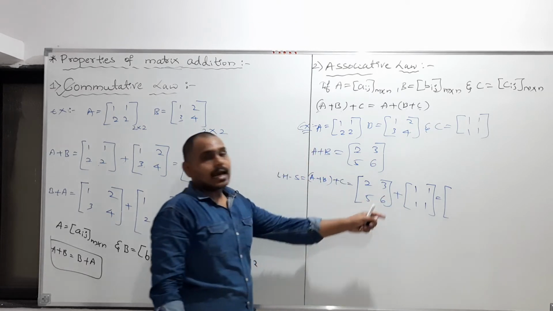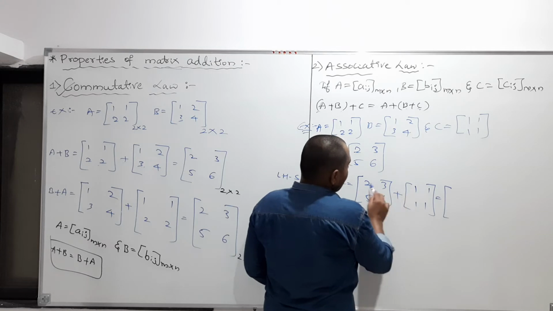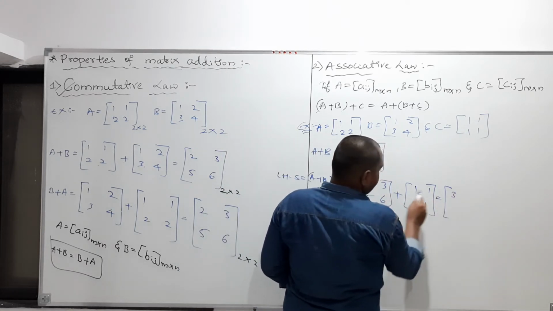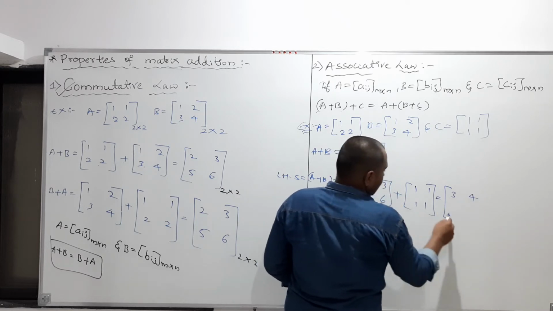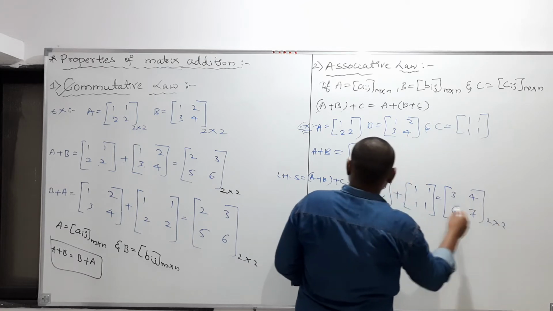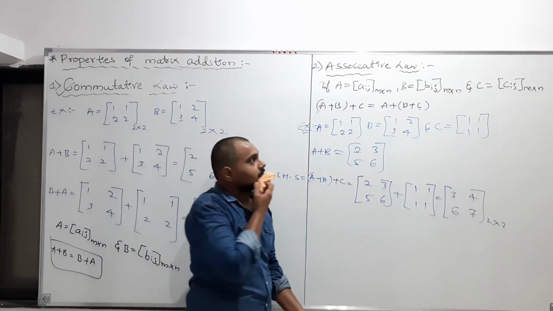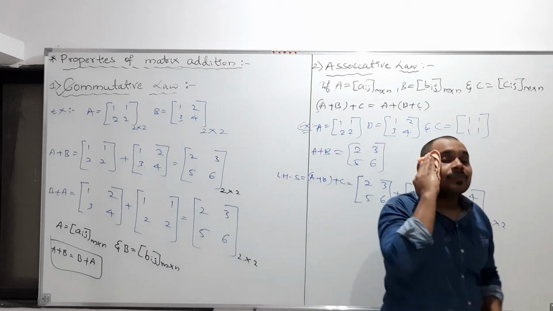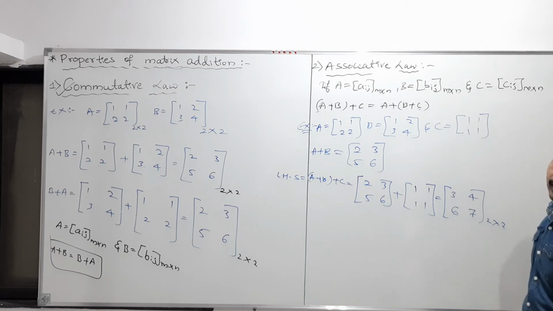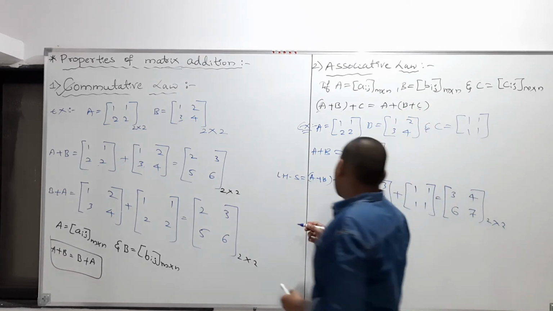So now again add these two matrices. Already we know the addition. So how to add two matrices? We should add the corresponding elements. So therefore 2 plus 1 is 3, 3 plus 1 is 4, 5 plus 1 is 6, 6 plus 1 is 7. So therefore, my dear students, this is the (A plus B) plus C. That is, the LHS value is this much. Now I will consider the RHS value. After calculating the RHS, if both the values are the same, then we can say that this law holds. So next I will consider, my dear students, the RHS.